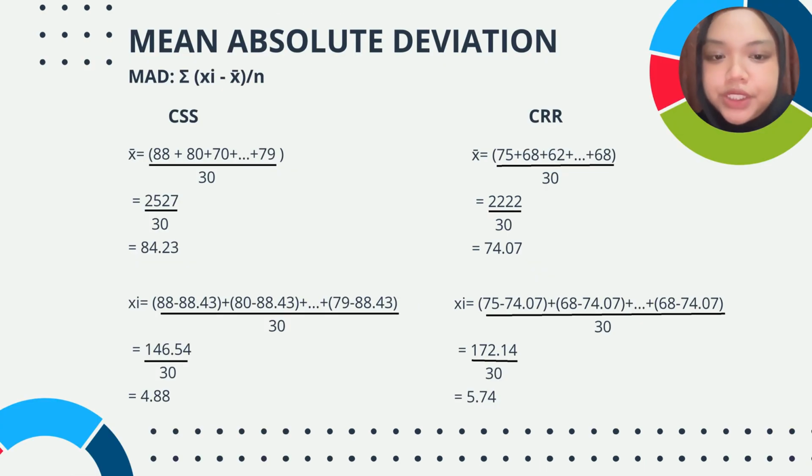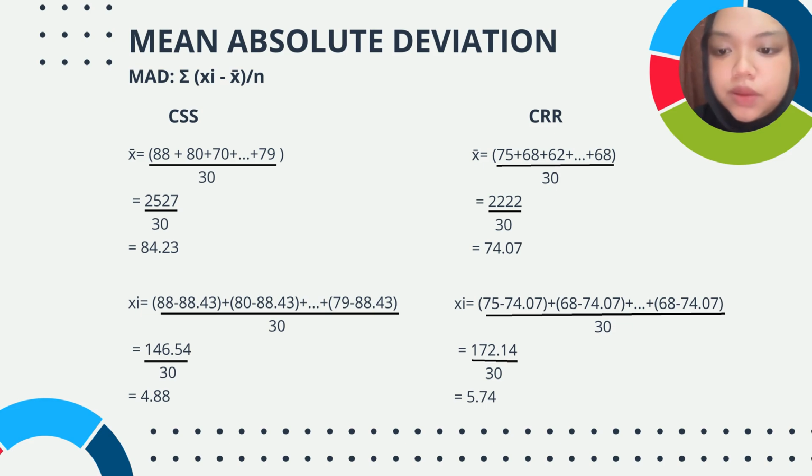Second, mean absolute deviation. First, to find MAD, we must calculate the mean by adding up all the values in the dataset and dividing by 30, the number of values in the data. For CSS, the mean is 84.23. For the CRR, customer retention rate, the mean is 74.07.